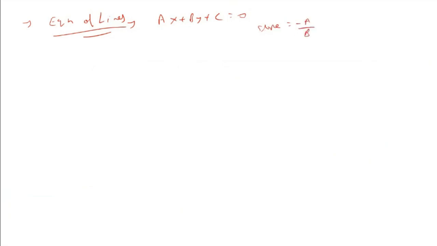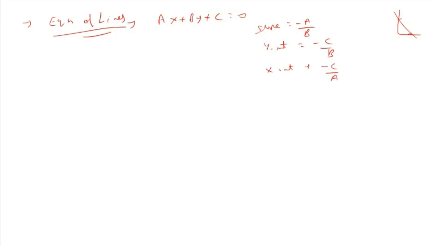If you were asked the y-intercept of this: if any line is here, this is the x-intercept, this is the y-intercept. So for the y-intercept, what is to be done? Just put x as 0. So the y-intercept of this line would be nothing but minus c by b. Just put x equal to 0, find y. The x-intercept would be, you put y equal to 0, so minus c by a.